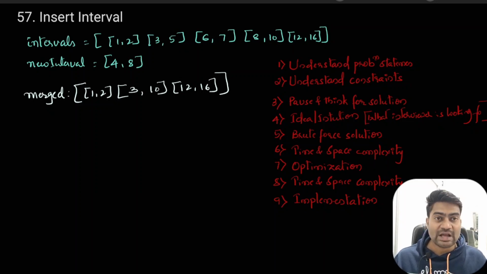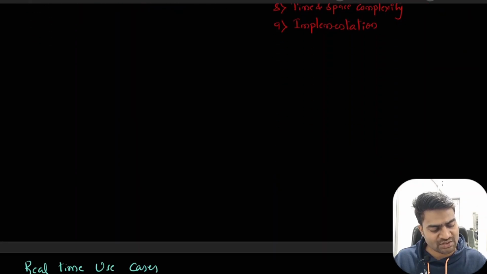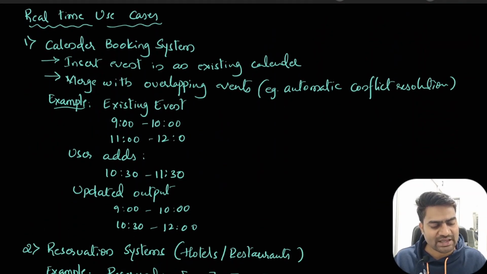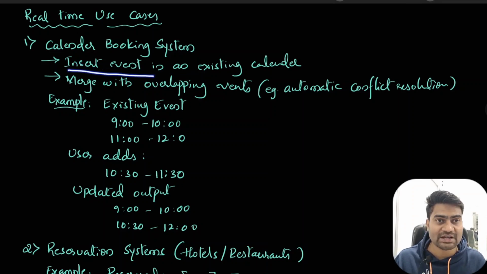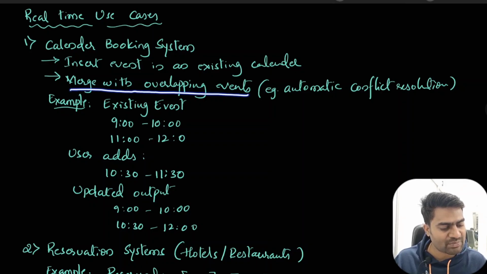Now, before understanding the brute force solution for this problem, let us look into the real-time use case of this problem. Where we use this, one is a calendar booking system. Basically we have created a calendar, and we will have some events already created. In that, if we want to insert an event into an existing calendar, so already something is created and you are trying to insert another event, what we can do is merge with overlapping events.